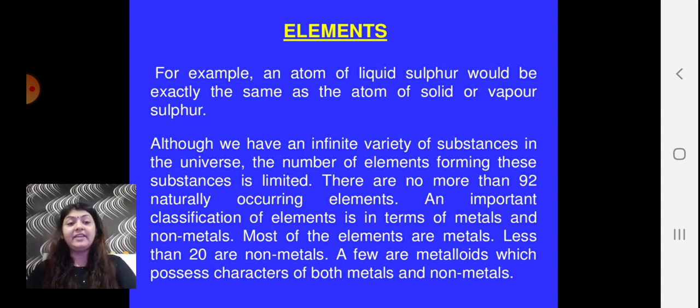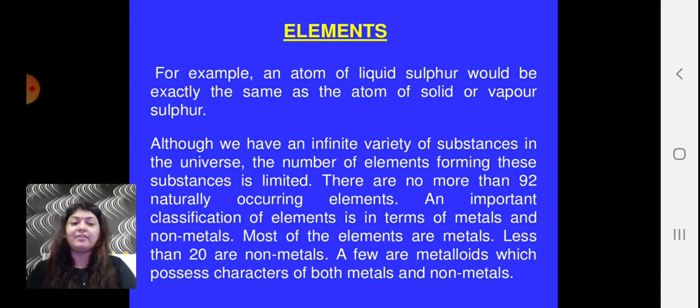Although we have an infinite variety of substances in the universe, the number of elements forming these substances is limited. There are 118 elements discovered so far. We are going to study about them in detail next year. There are no more than 92 naturally occurring elements; almost 92 elements occur naturally.